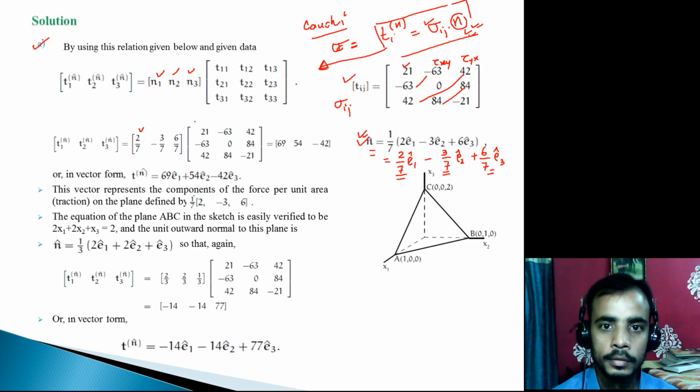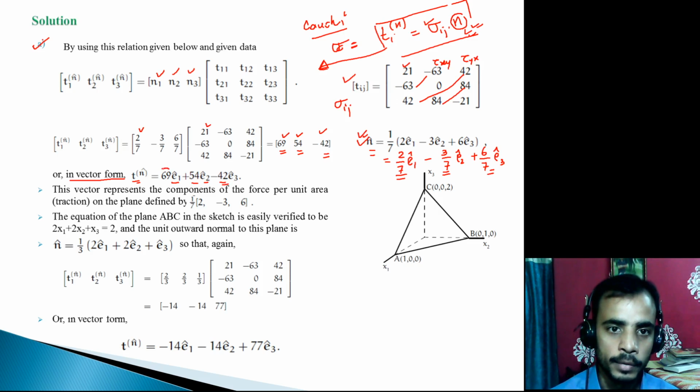So this is your matrix sigma_ij, and if you multiply and do the calculations, you will get these values, 69, 54 and minus 42. So it is very simple. So this 21 into this plus minus 63 into this plus 42 into this, so you will get 69. So in vector form, this T^n is your 69 e_1 plus 54 e_2 and minus 42 e_3.